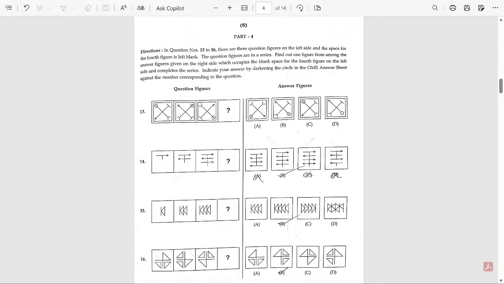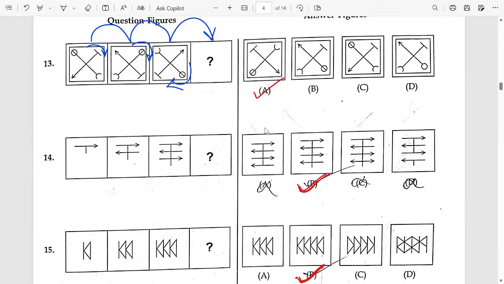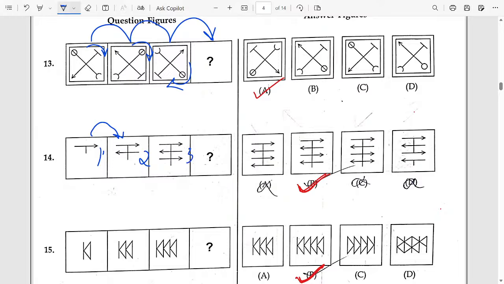Okay, very easy. Now for the 14th question, what is happening? If you see, one more figure is added here. Here only one, here two, but it is rotated. Here three, then they are opposite, right? One is in the right, means one is in the left, so they are opposite. 1, 2, 3, there will be 4 now. So where are the 4 arrows? If you see in the A, the first is in the right, then second is left, then third is right, and fourth is towards the left, right?